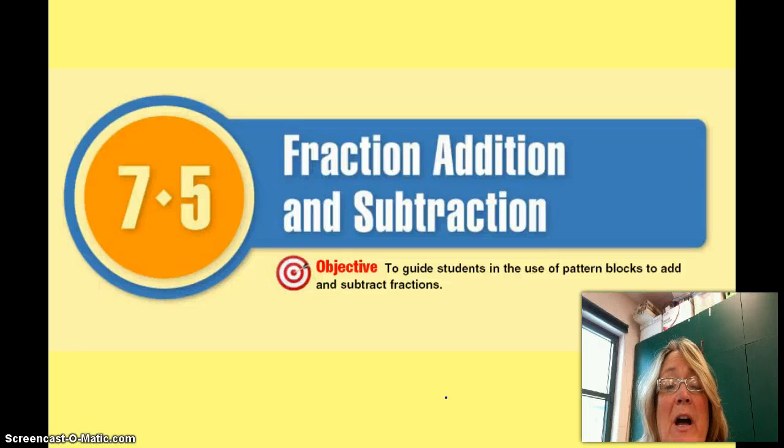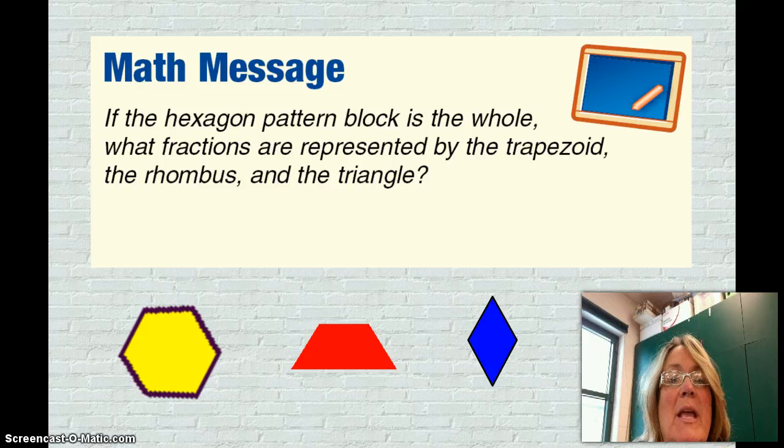In 7.5, we're going to look at fraction addition and subtraction. So your objective is to use pattern blocks to add and subtract fractions. So the math message for today is, if the hexagon pattern block is the whole, what fractions are represented by the trapezoid, the rhombus, and the triangle?